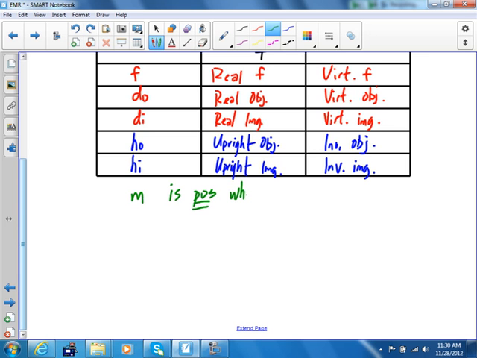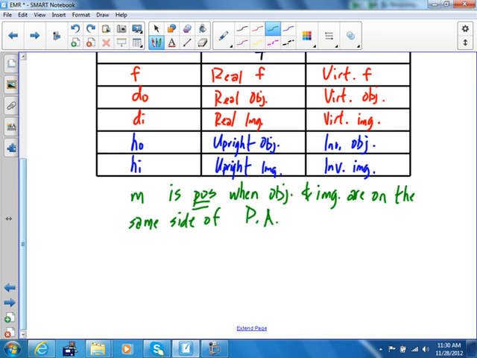And finally, the magnification. Magnification is positive when the object and the image are on the same side of the principal axis. So in other words, if they're both upright, it's positive. If they're both inverted, it's negative. If one is upright and one's inverted, you tell me. M is going to be? Anybody answer that question for me?